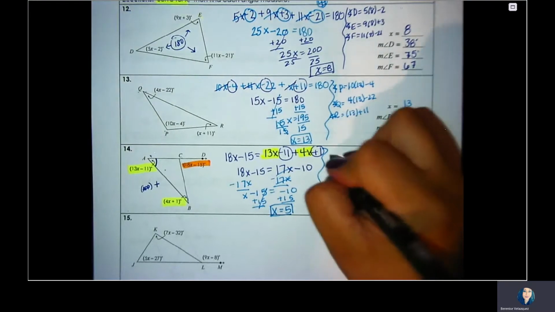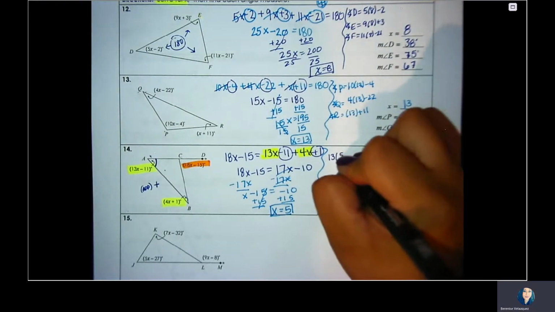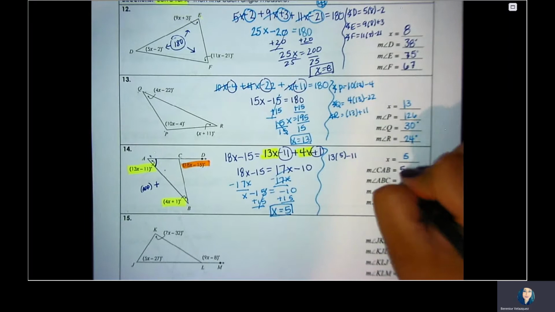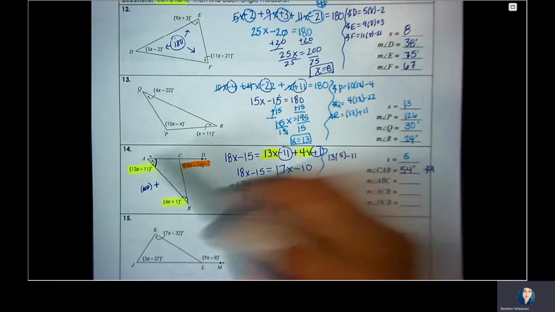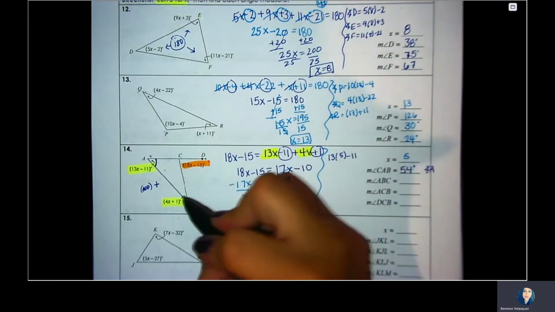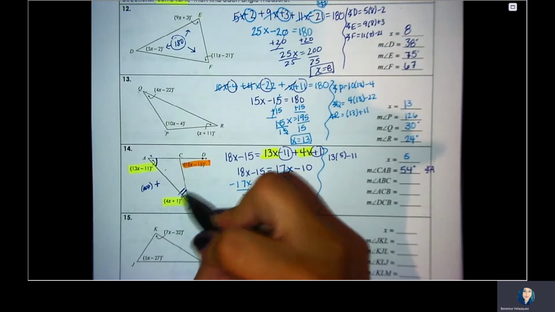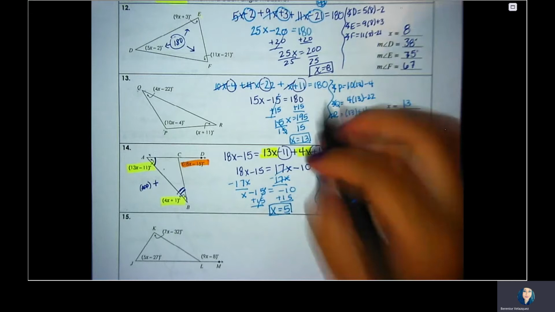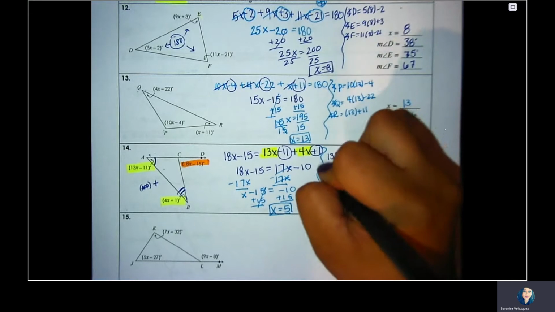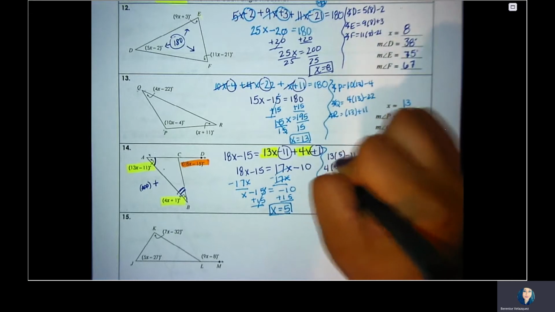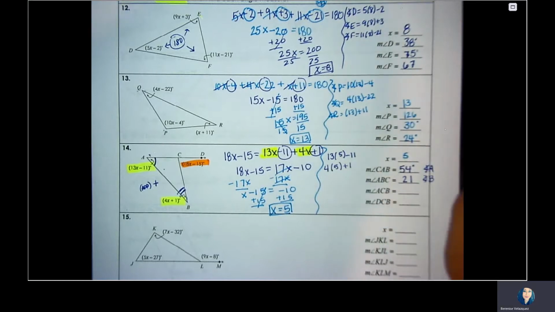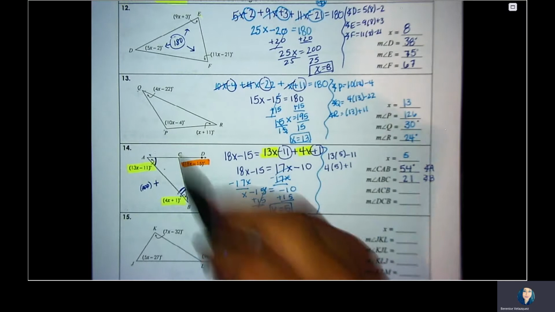Okay, so that's going to be 13 times 5 minus 11. Again, with those 13s, I would just probably put them into the calculator, and that's going to give me 54 degrees. Okay, A, B, C. That's this corner over here. So this technically is angle B. Okay, so that's the second one I'm plugging in. 4 parentheses 5 plus 1. So that one's easy to do in your head. That's just 21.